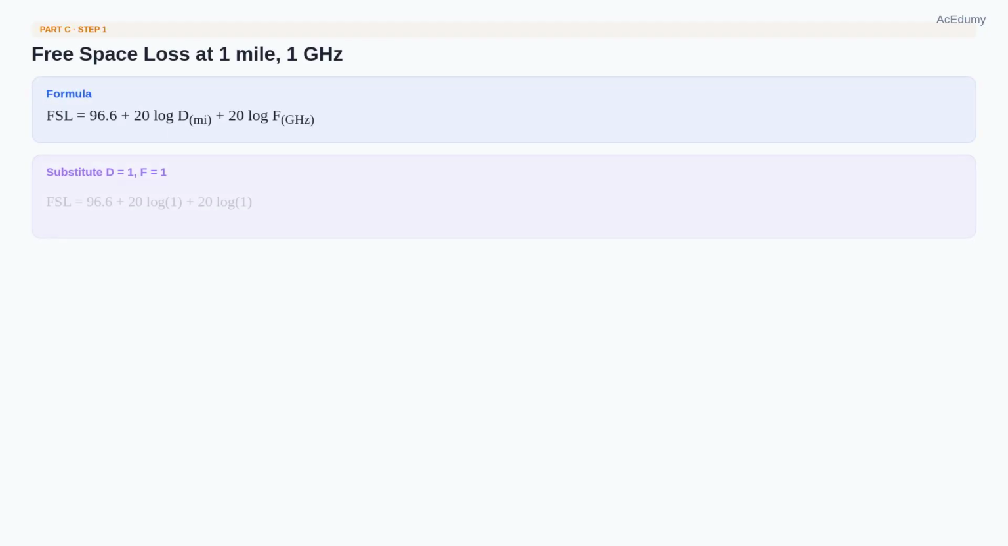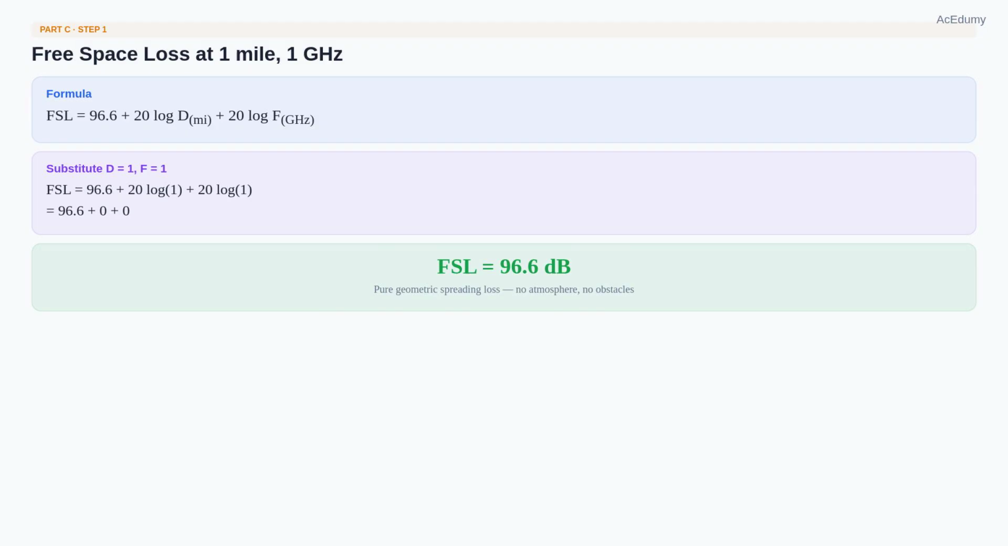Part C, Step 1. Compute the free space loss. FSL equals 96.6 plus 20 log of D plus 20 log of F. Substitute D equals 1 mile, F equals 1 gigahertz. The log of 1 is 0 in both terms, so 20 log of 1 plus 20 log of 1 equals 0. FSL equals 96.6 decibels. This is the loss the signal takes just from spreading out through space over 1 mile at 1 gigahertz. No obstacles, no atmosphere, just geometry.